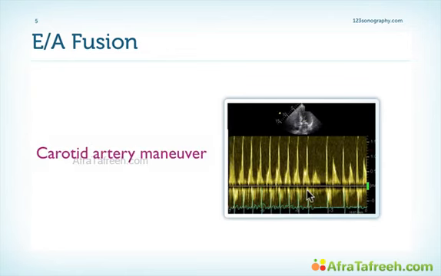What you can do in this situation is perform a carotid artery maneuver. However, be careful. If someone has a hypersensitive carotid sinus, it could also lead to asystole and bradycardia. But here you can see what happens. Here we have the fusion of the E and the A wave, and with carotid massage, all of a sudden, we have slowing of the heart rate, and we have delineation between the E and the A wave, and now you can clearly see that the patient actually had impaired relaxation.